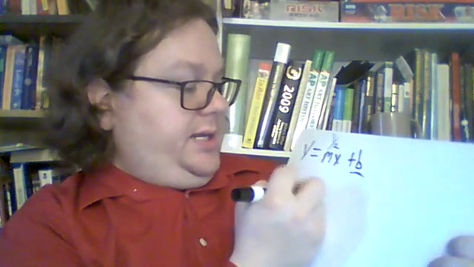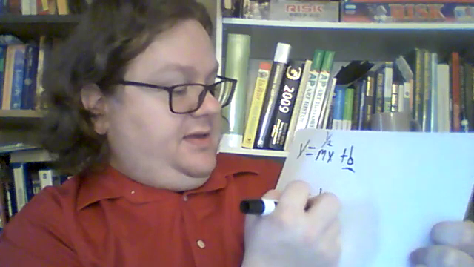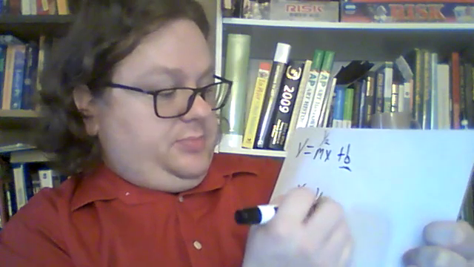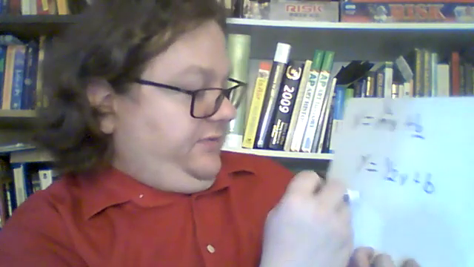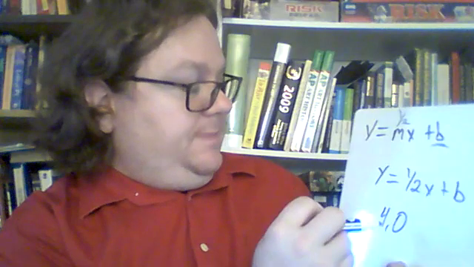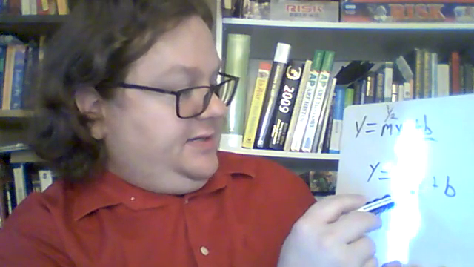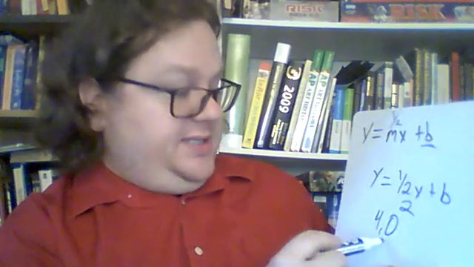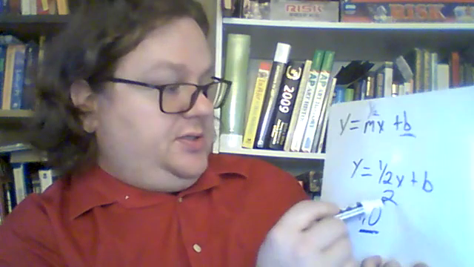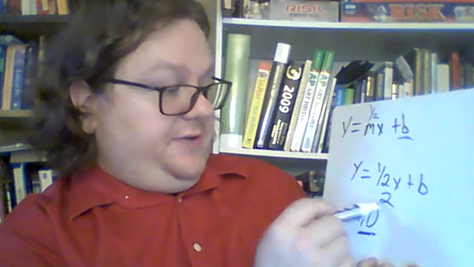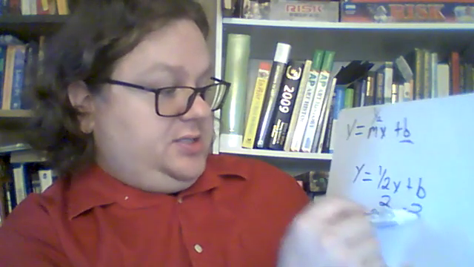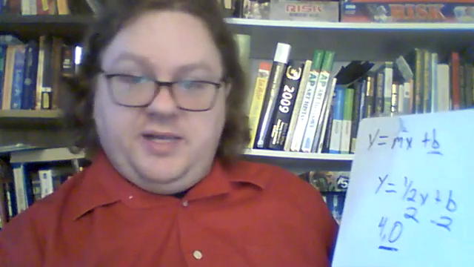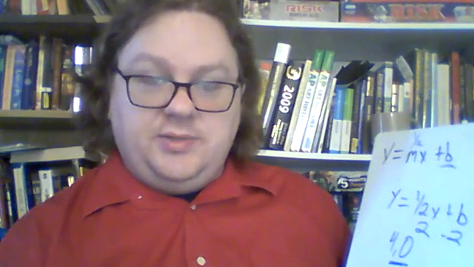If they didn't give it to us, then here's what we could have done. We could have gone y equals 1/2 x plus b. We could have taken two of the points, like 4, 0, and put in 4 for x. 4 times half is 2. And 2 plus what equals 0, because we're trying to get it to equal 0? So what do you have to do to 2 to make it equal 0? You got to subtract 2. And that would have given us -2 for b. Does that make sense? I wish you could answer me.